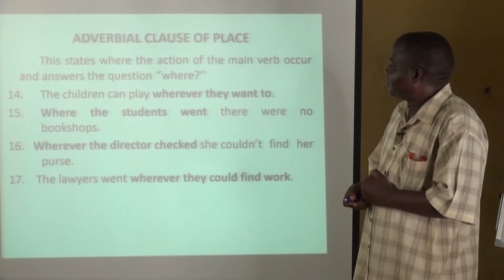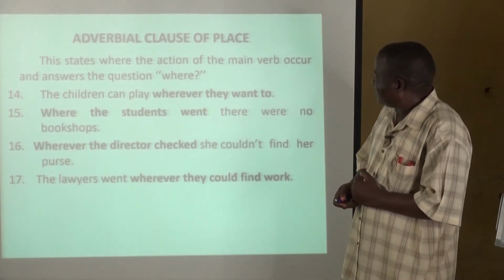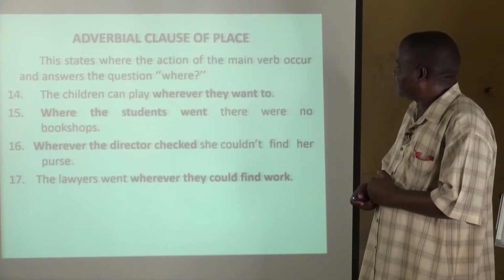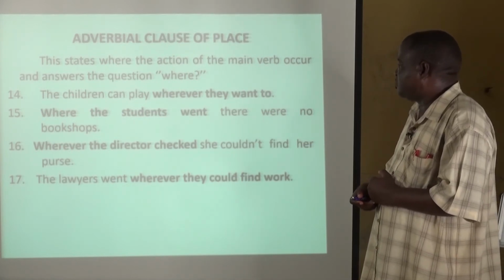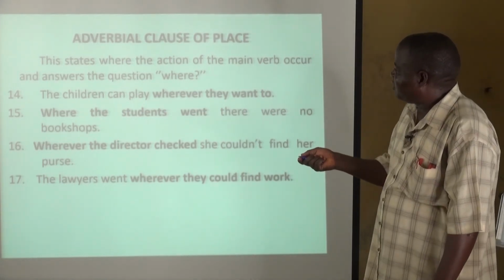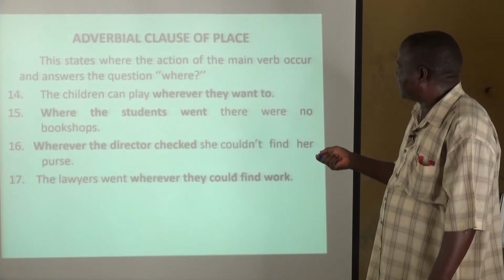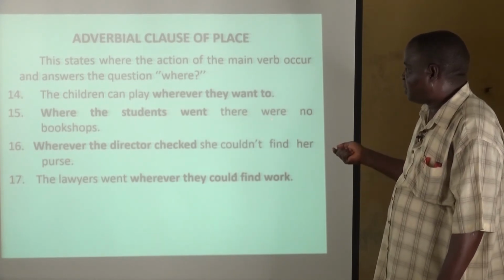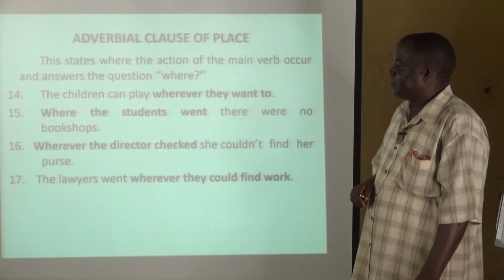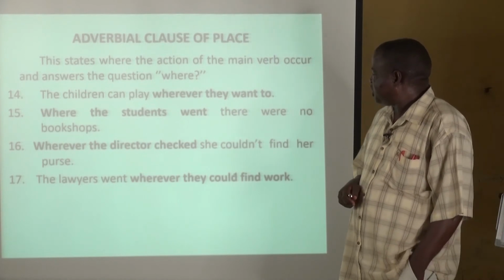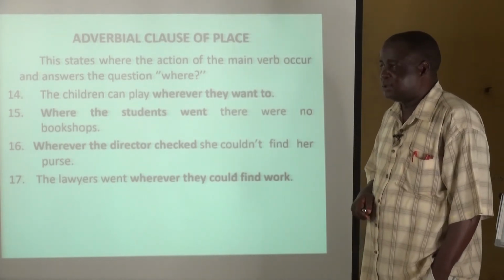Number 15. Where the students went, there were no bookshops. Our adverbial clause of place is where the students went. Our verb here is were.